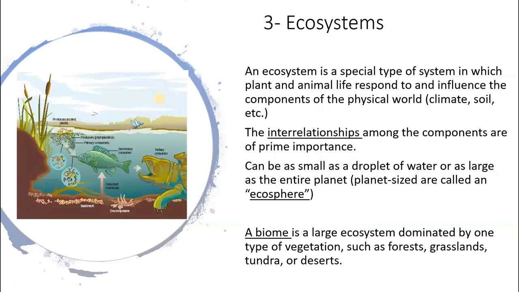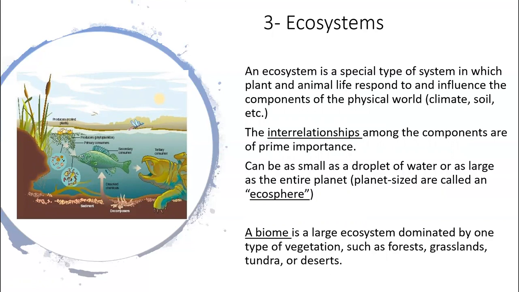The ecosystem. An ecosystem is a special type of system in which plant and animal life respond to and influence the components of the physical world, like climate, soil, etc. What is important with the ecosystem is the interrelationship among the components. That is of prime importance, actually. An ecosystem can be as small as a droplet of water or as large as the entire planet. Well, actually, it's called the ecosphere in that case.